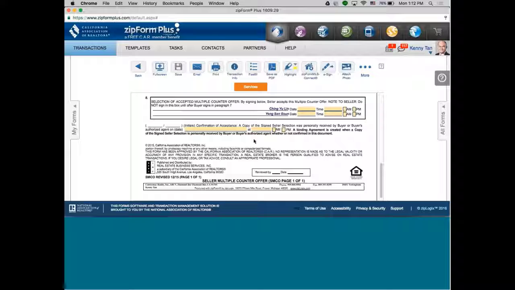Now, one thing I have to warn you about Zipform. Zipform sometimes can play tricks on you, especially when you don't have PDFs and you're working within Zipform. You know how Zipform automatically populates the initials for you? When Zipform automatically populates the initials, you don't think that they will miss any initial, would you? You probably won't think that.